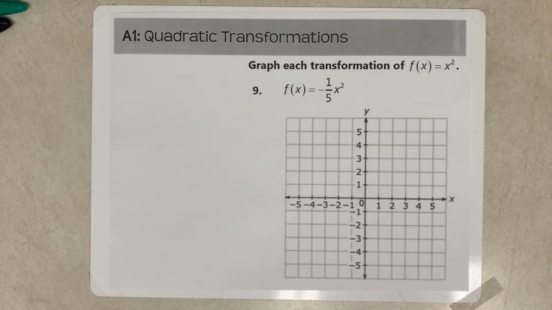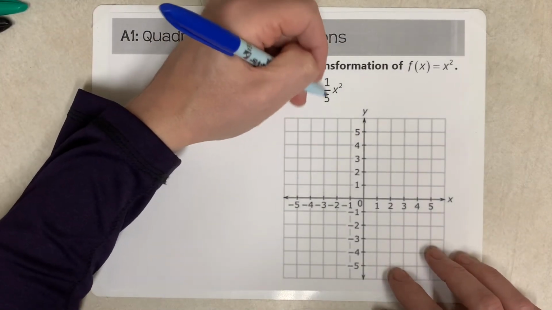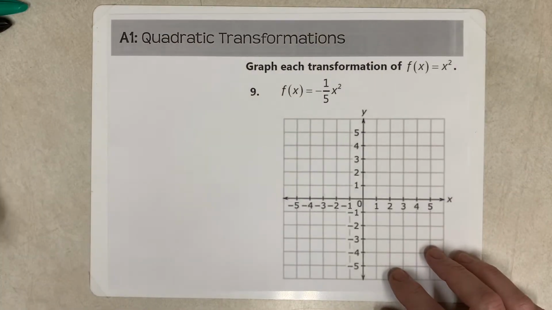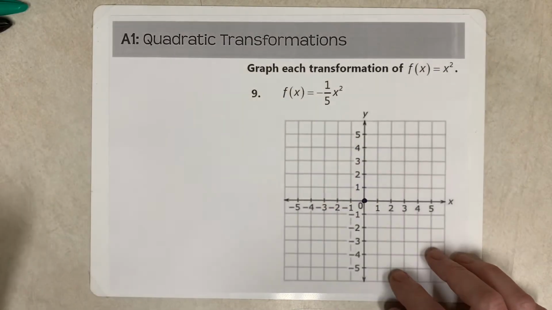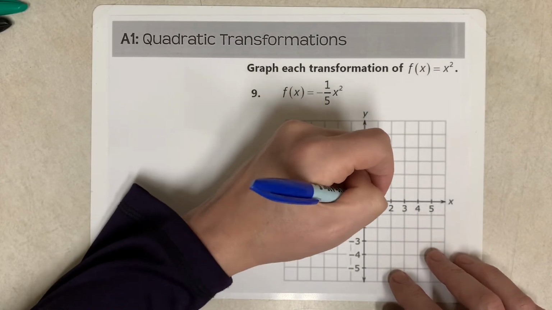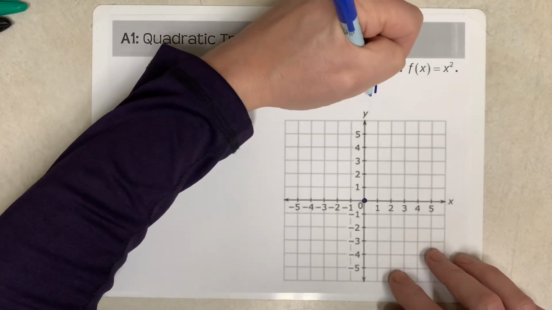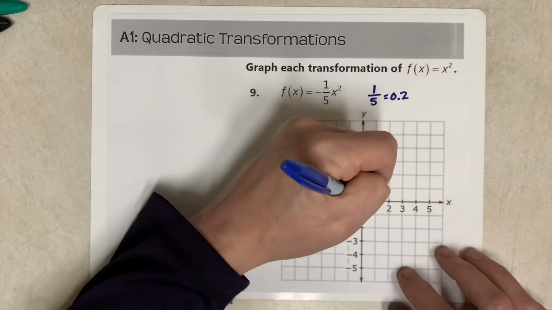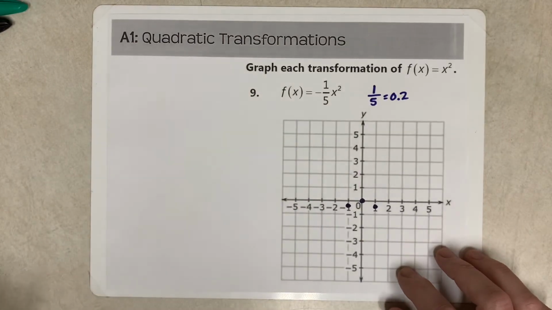Okay, this one, negative 1/5 x squared. So this time we're going to be reflected across the x-axis, and 1/5 is 0.2, so that's going to be wider, probably quite a bit. So we're going to stick with the origin for our vertex. It used to be over 1, down 1, because it's negative, but 1/5 is 0.2. So that's going to be over 1, down just a little bit. 0.2 is about right there.